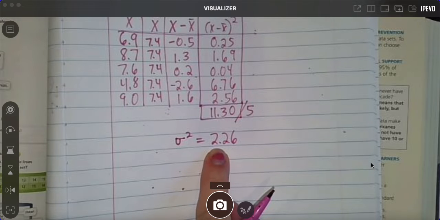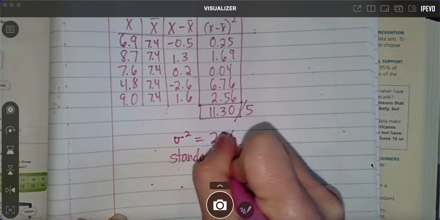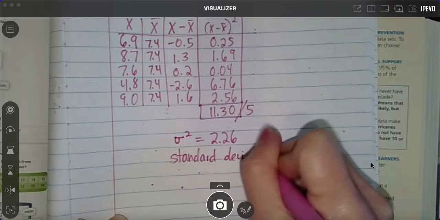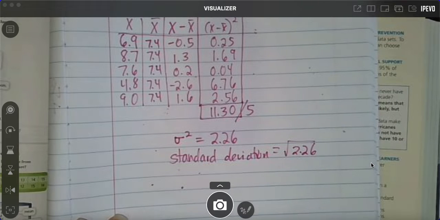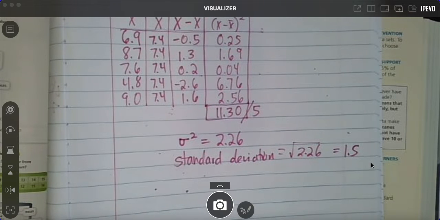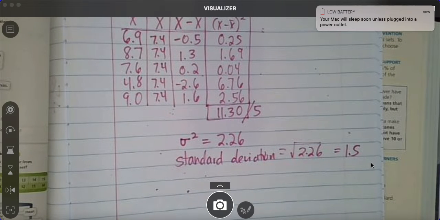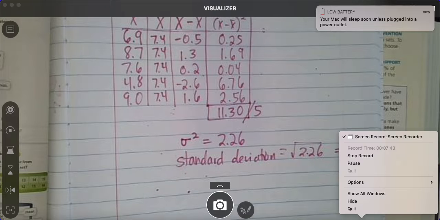Now, how do you find the standard deviation? What's that last step I told you we would do? We would square root it. That's your standard deviation. So what's the square root of 2.26? 1.5. Today that might not mean a whole lot to you, but I promise in 2 lessons it will. This will all come together when we do our normal curve.